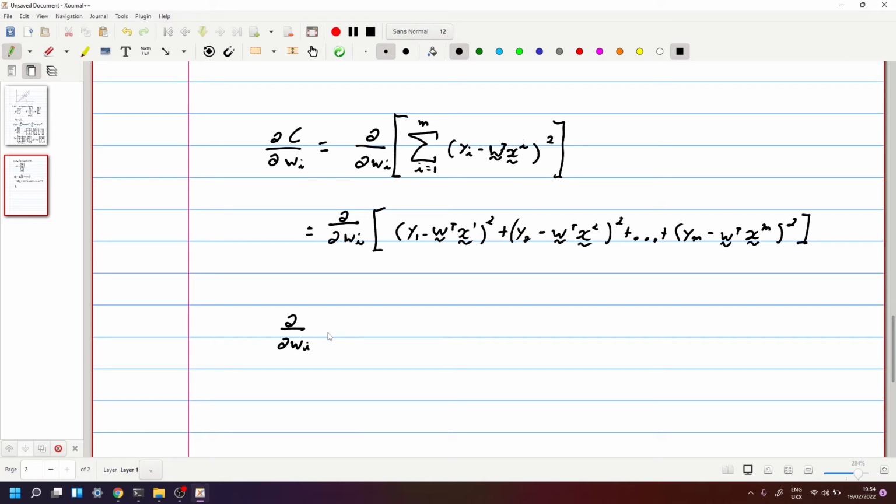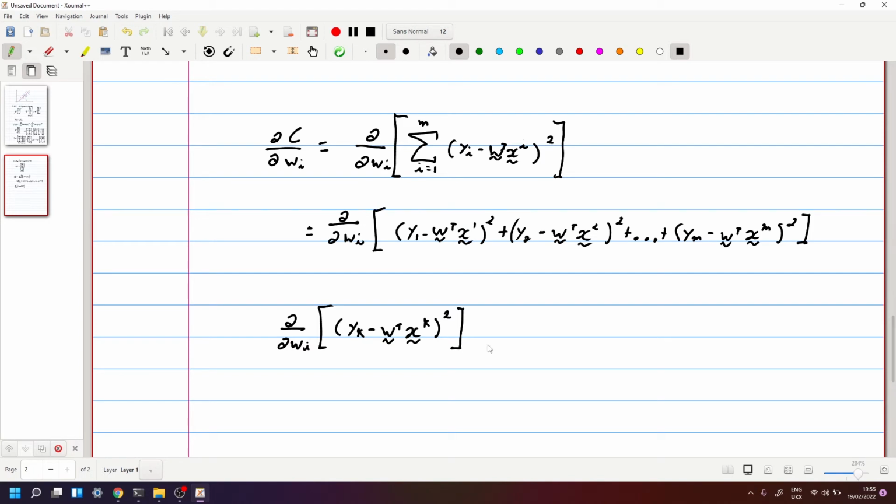Let's keep it general again. So, yk minus w transpose x to the k, in other words, the k-th difference squared. I'm sure you can understand that all of the terms will have the same partial derivative. So if we can find what it is for this particular general term, we can just plug it back in and we find the final answer.